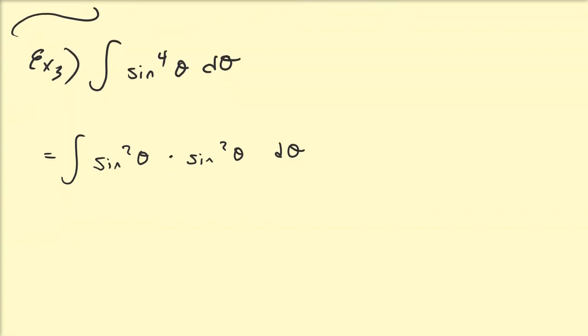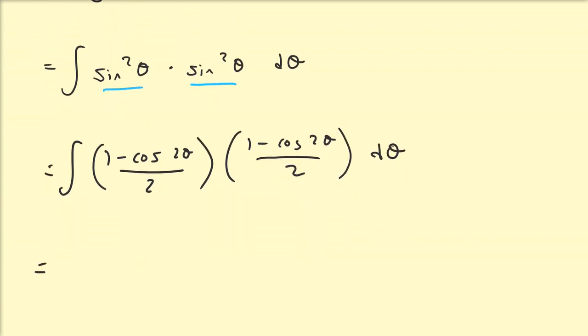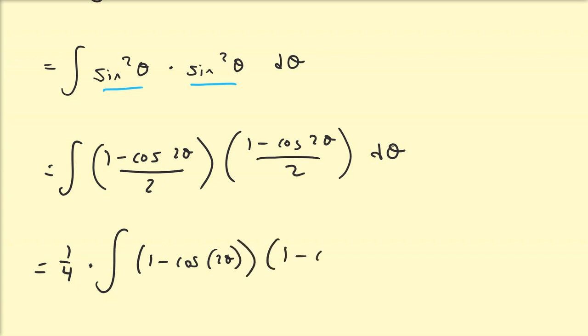So we can rewrite sine squared theta using our double angle identity. Or you can rewrite this using the other one if you want to. I'm just going to use the double angle identities directly. So sine squared theta is the same as 1 minus cosine of 2 theta all over 2. Sine squared theta again is 1 minus cosine 2 theta all over 2. So then I can factor out a 1/4 to get 1/4 times the integral of 1 minus cosine 2 theta times 1 minus cosine 2 theta d theta.